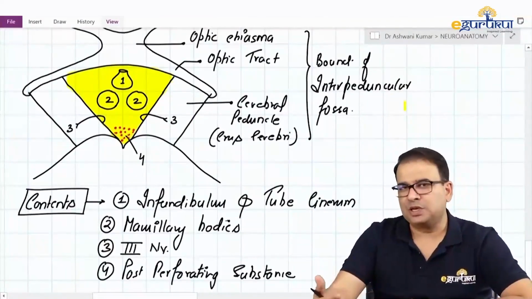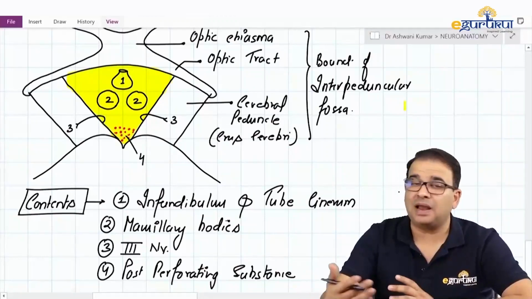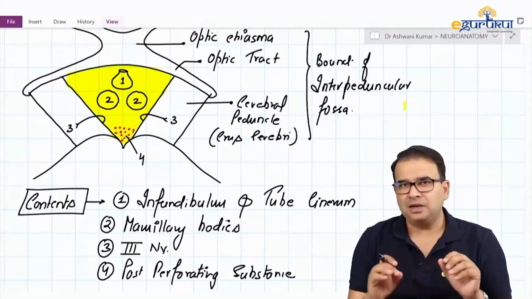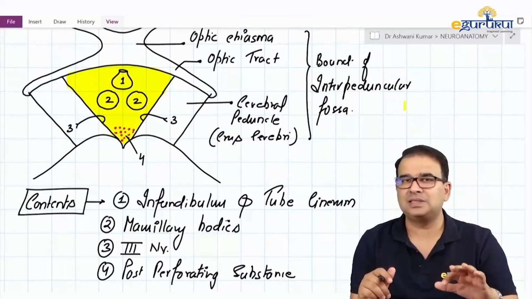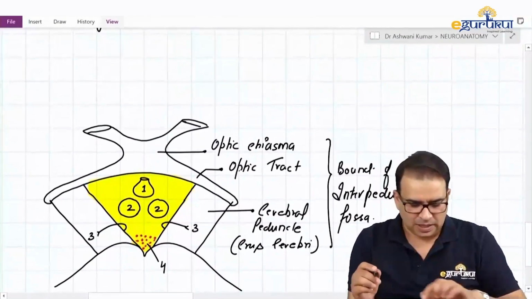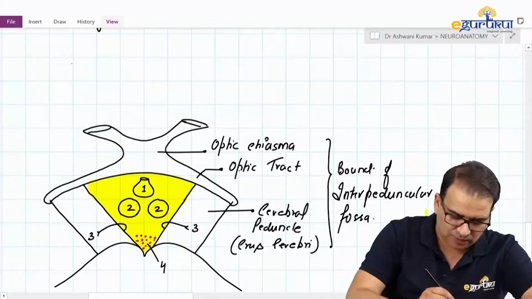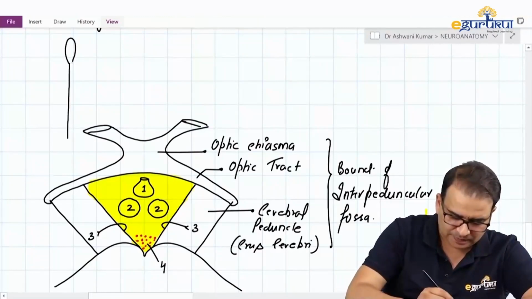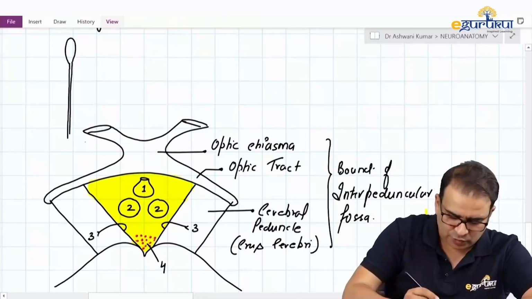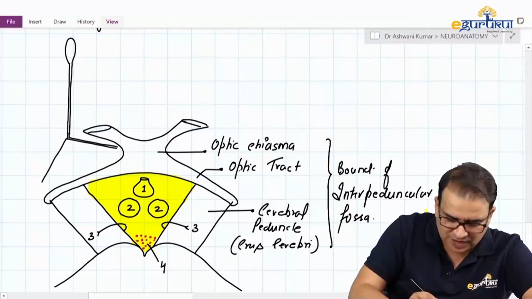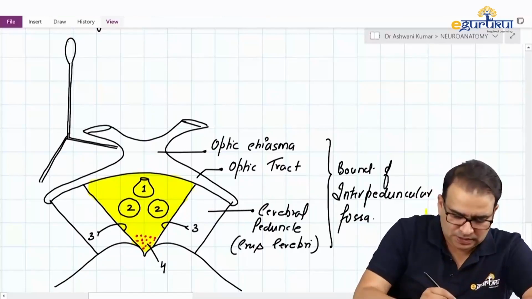Now, when you say something as a posterior perforating substance, it's an indication that there must be some anterior perforating substance also. If this is posterior perforating, now where is anterior perforating? Anterior perforating substance is not present inside the interpeduncular fossa, it is outside. For that, I need to add something more to this diagram. Now guys, let's presume if this here is an olfactory bulb and this is olfactory tract, and what you will see, the olfactory tract will divide in a medial stria and a lateral stria like this. This is the olfactory bulb. We are just looking at one side only.